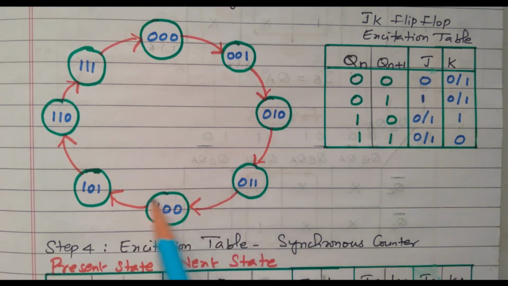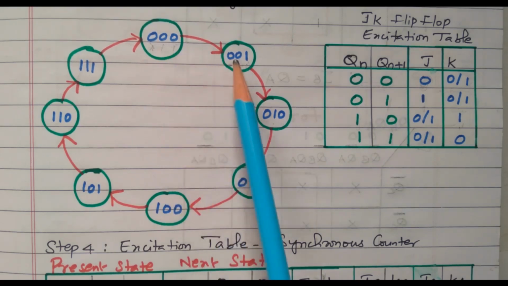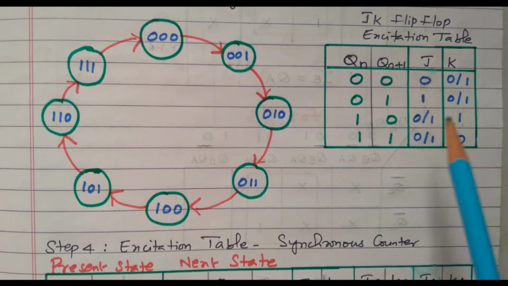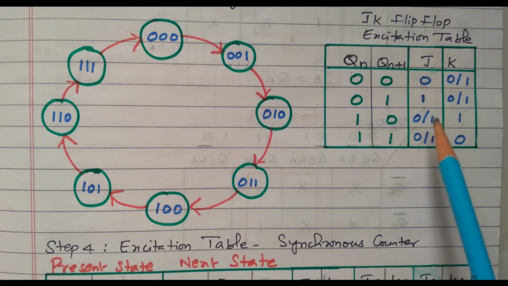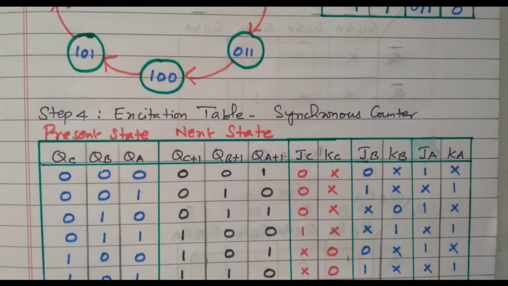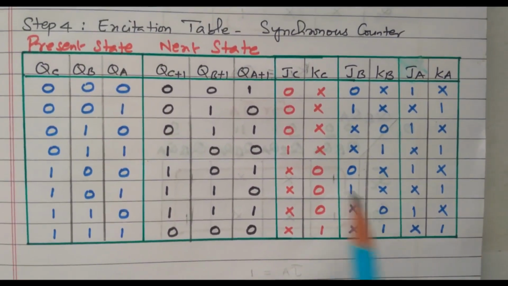Like that we can identify all the 8 different states. Step by step we need to identify, for changing from 0 to 0, 0 to 1, or 1 to 0, what is the value of J and K for the 3 flip-flops, right. JA, JB, JC, and similarly KA, KB, KC. We need to identify what is the input to the JK flip-flop. That is nothing but the excitation table of the synchronous counter. This is the excitation table of the JK flip-flop, right. Now we will see the excitation table of the synchronous counter, right.